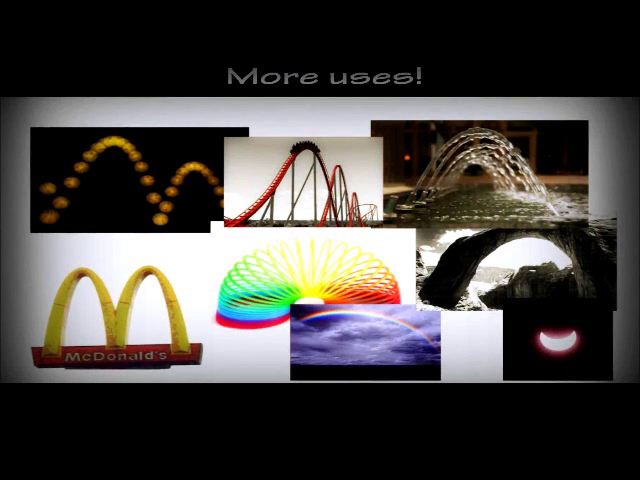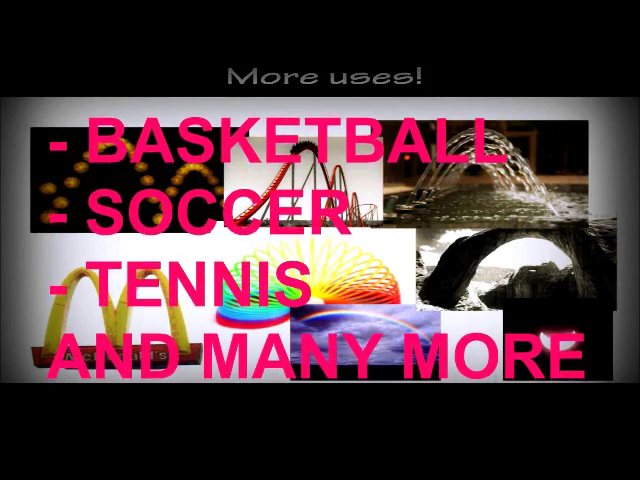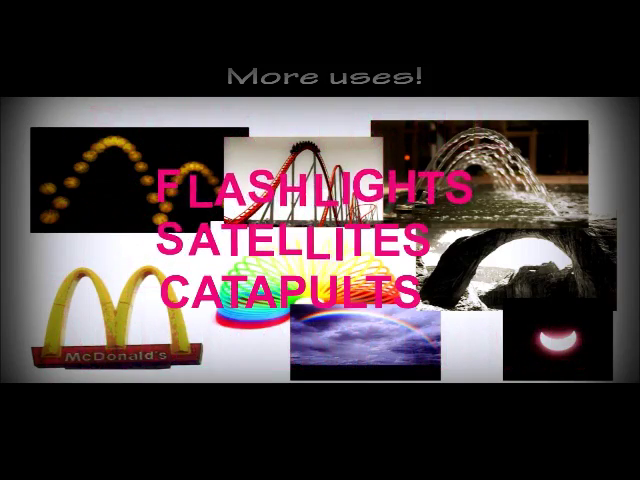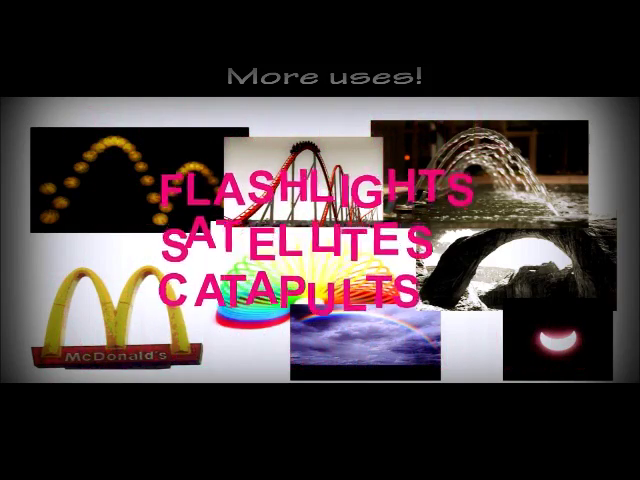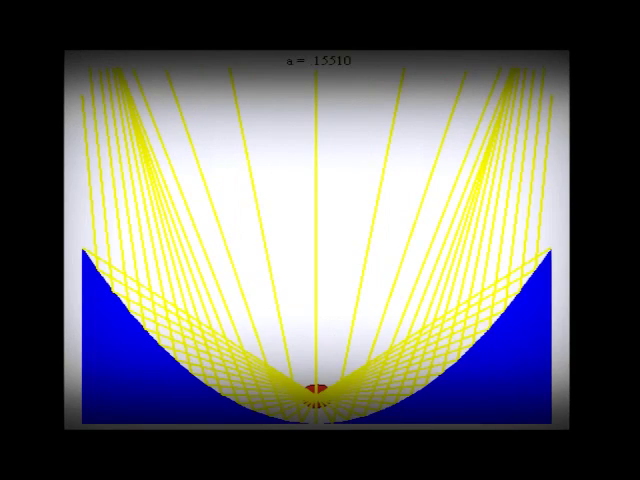Parabolas can be seen everywhere and are commonly used in many places. The common uses of parabolas are in sports such as basketball, soccer, tennis and many more, and swings that are commonly seen in parks. Other uses of parabolas can be seen in flashlights, satellites and catapults. Flashlights use a parabola to reflect the light in a certain direction. The parabola can be seen in the reflectors, as the light shining onto it will reflect somewhere else.